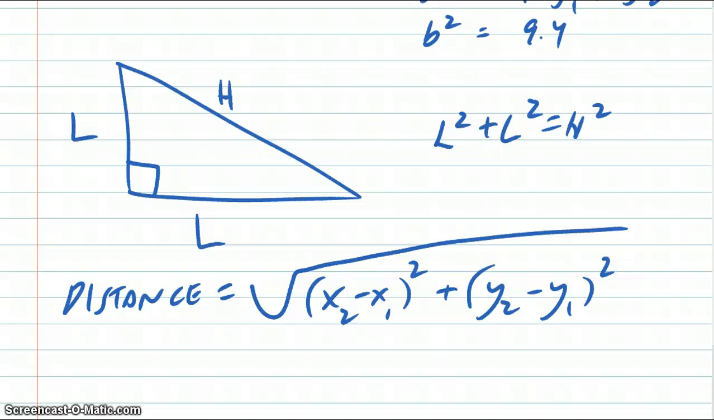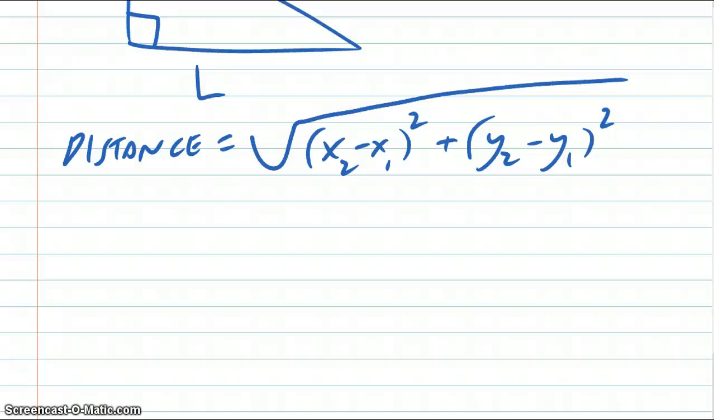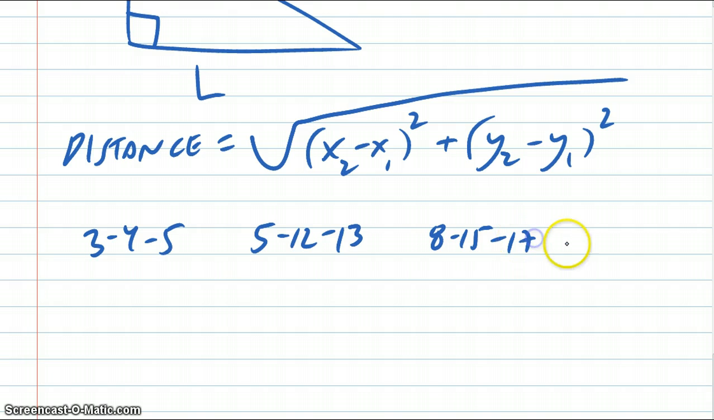We got into a bunch of triples. The triples that I would want to have you remember are the 3, 4, 5, the 5, 12, 13, the 8, 15, 17, what else? The 7, 24, 25. Those are probably the main ones.